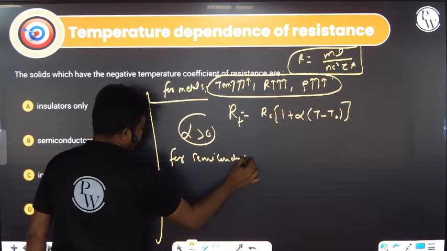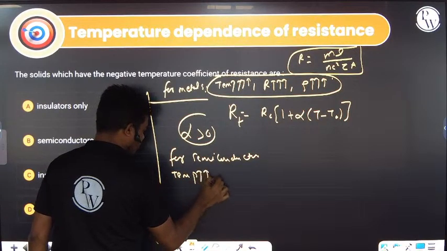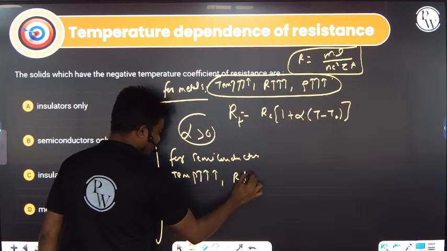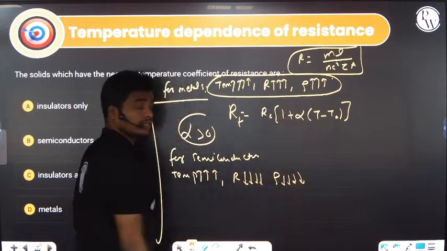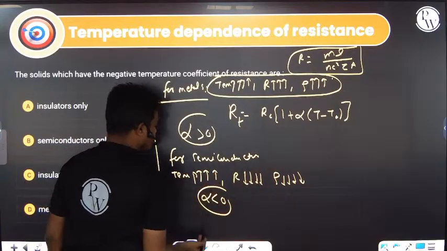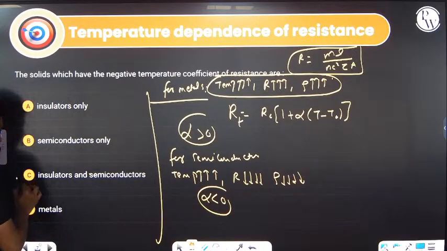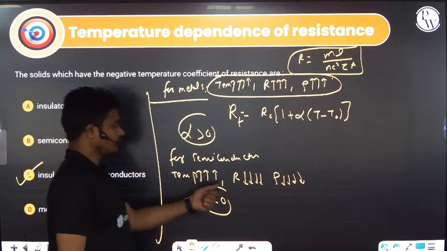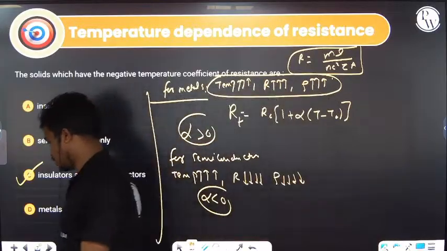For semiconductors especially, as temperature increases, resistance decreases, as well as resistivity decreases. Keep these things in mind. Because of this, the alpha value will be negative. If alpha is negative, then resistance will decrease. For insulators also, it decreases. Temperature increases, resistance decreases, alpha value is negative. So the answer is option C, for insulator and this. Right.